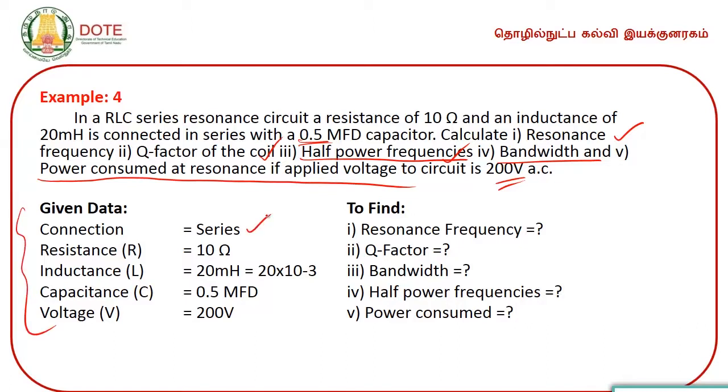The connection is a series connection, resistance value is 10 ohms, inductance is 20 millihenry or 20 into 10 power minus 3 Henry, capacitance value is 0.5 microfarad or 0.5 into 10 power minus 6 farad, applied voltage is 200 volts AC. So, you need to find out resonance frequency, Q factor, bandwidth, half power frequencies, and then finally, you need to find out the power consumed at resonance.